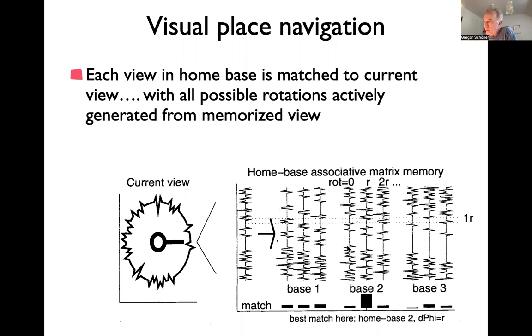For instance, this would be the original version. Then I would have rotated it by a certain amount of angular rotation, 2 times, 3 times, and so on until you're wrapped around. So you would have all possible rotations of that view. And so when you now find that the correlation is good, you have learned not just that you're likely to be in home base 2, but also that you're rotated by this much over the orientation that you had when you laid down that view.